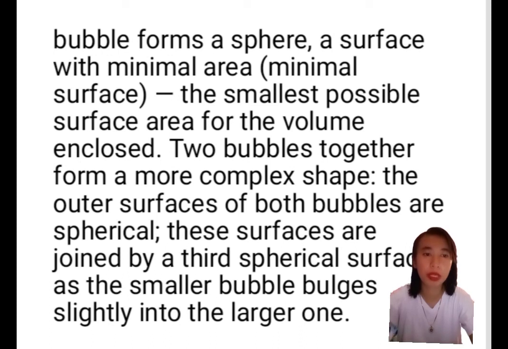A bubble forms a sphere, a surface with minimal area, the smallest possible surface area for the volume enclosed. Two bubbles together form a more complex shape. The outer surfaces of the bubbles are spherical. These surfaces are joined by a third spherical surface as the smaller bubble bulges slightly into the larger one.